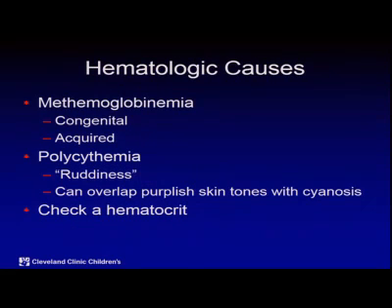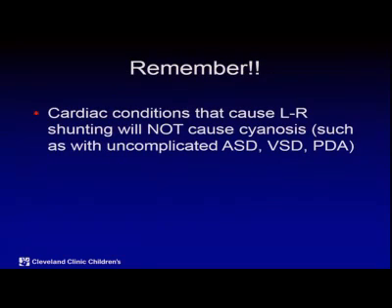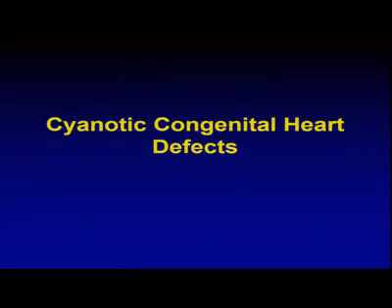Hematologic causes, mainly methemoglobinemia or polycythemia. Again, with polycythemia, you will see cyanosis at milder degrees of hypoxemia, or it can cause that ruddiness that looks like cyanosis. So always check a crit. Cardiac conditions that cause left to right shunting, such as ASD, VSD, PDA, will not cause cyanosis unless you leave them for 30 years and now they have Eisenmenger syndrome, right? But in a newborn, those should not cause cyanosis, generally speaking, by themselves.